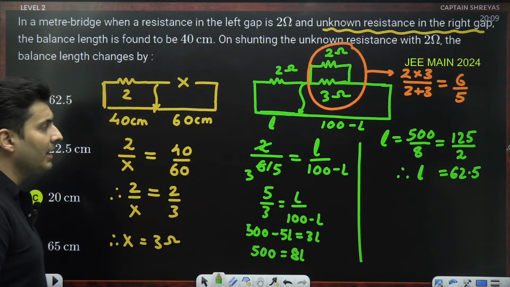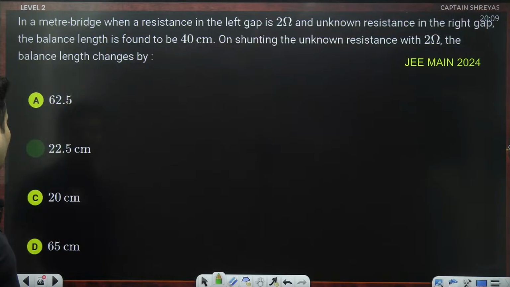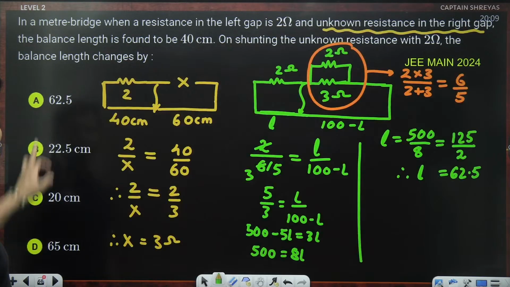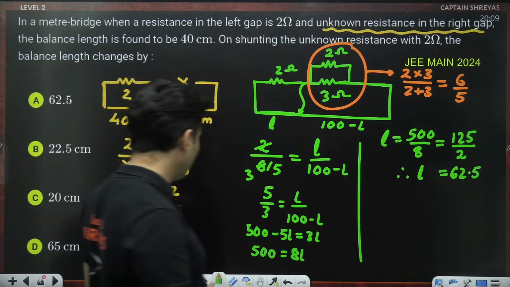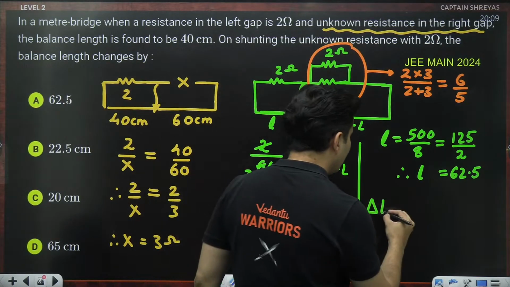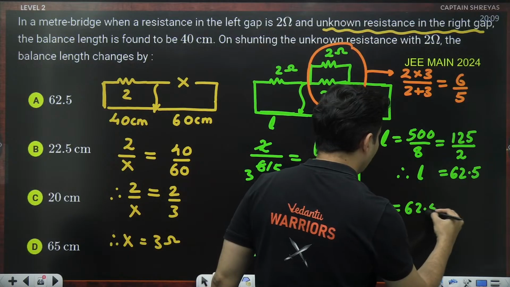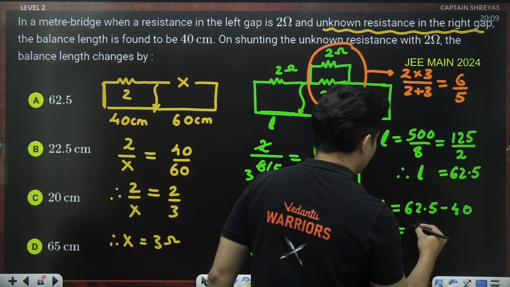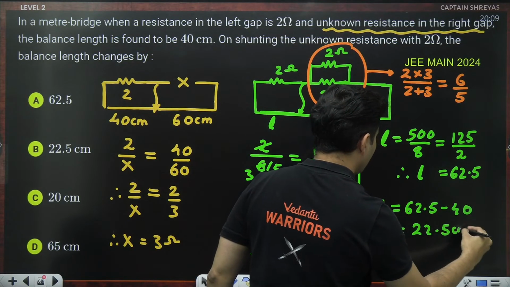Earlier it was 40, so it has changed by how much? It has changed by 22.5. A lot of people marked 62.5 in the answer. That is not the correct answer. The question was how much did it change by? So it is 62.5 minus 40, which is 22.5 centimeters.